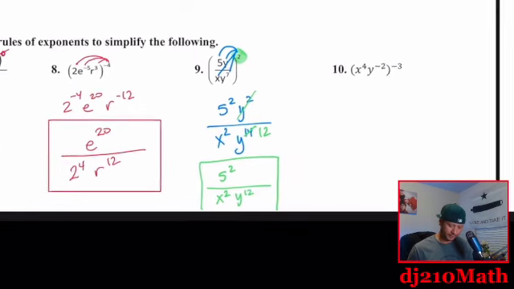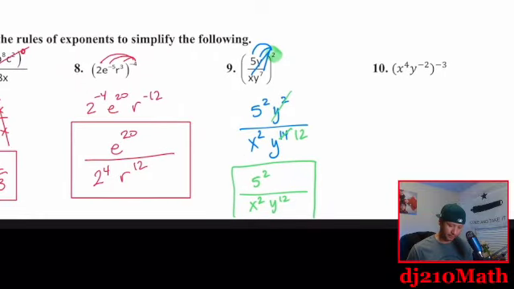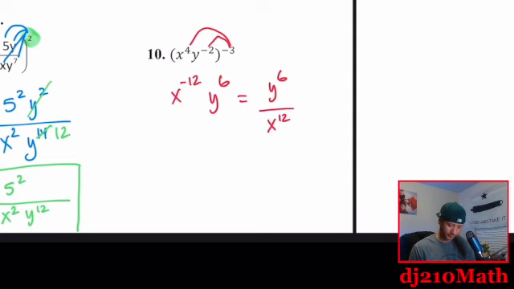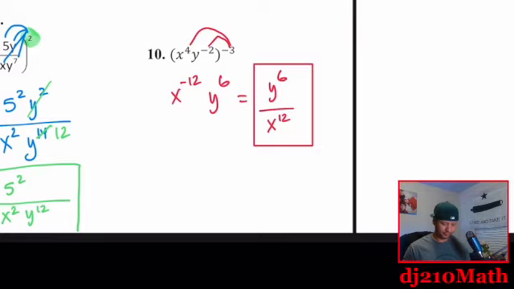All right, number 10. Number 10 is just like number 8. So I would definitely apply the exponent to everything inside. So x to the negative 12, y to the positive 6. 2 times 3. Negatives go away. And now anything with a negative will move. Y to the 6, x to the 12.